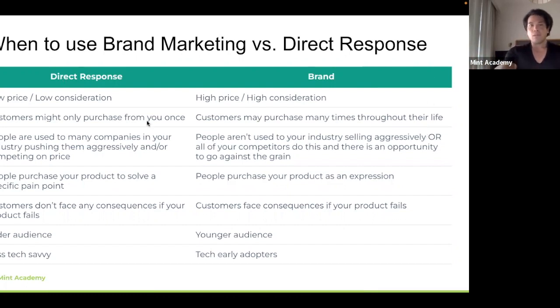You probably want to use direct response if you're only expecting one purchase. So think of the comedy club. On the other hand, if you want to get a customer to buy many times in their lifetime, you probably want to focus on brand. McDonald's will focus on brand because they care about customer lifetime value.